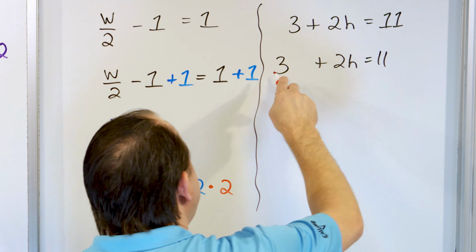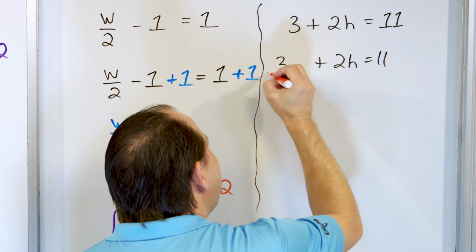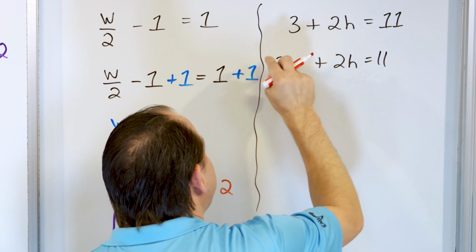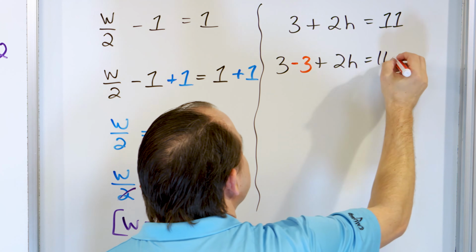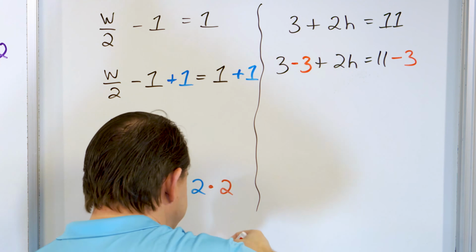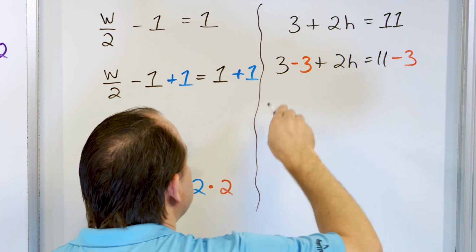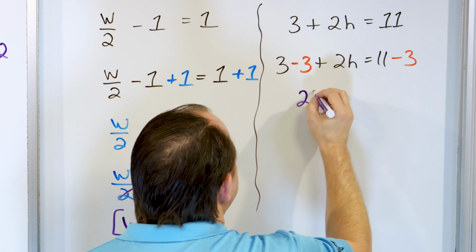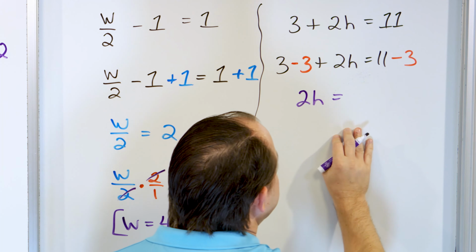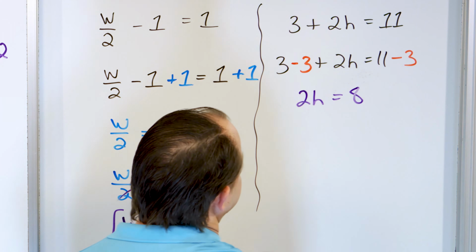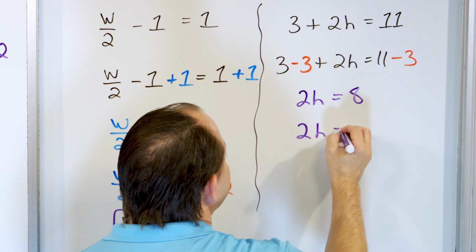All right, and so I have a 3 here. I'm going to get rid of it. This is a positive 3, right? There's an invisible positive in front. I'm going to subtract 3 from both sides, which means I have a 0 right here. 3 minus 3 is 0. I'm only going to have a 2h left over, and 11 minus 3 is 8. Now, let me rewrite this. 2h is equal to 8.